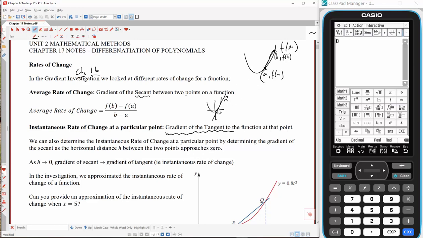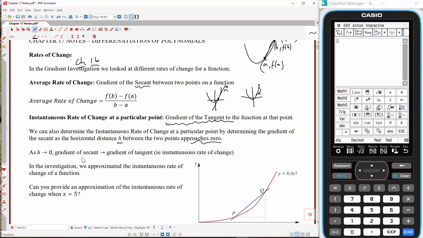That is, if I want to get the instantaneous rate of change there, what I could do is start there and choose another point and start moving that point closer and closer and closer to this point here, so that I'm working out the gradient between 2 points, but this second point is getting increasingly close. Okay, so that's what this one here is saying. Determine the gradient of the secant as the horizontal distance h between the 2 points approaches 0, i.e. gets increasingly close.